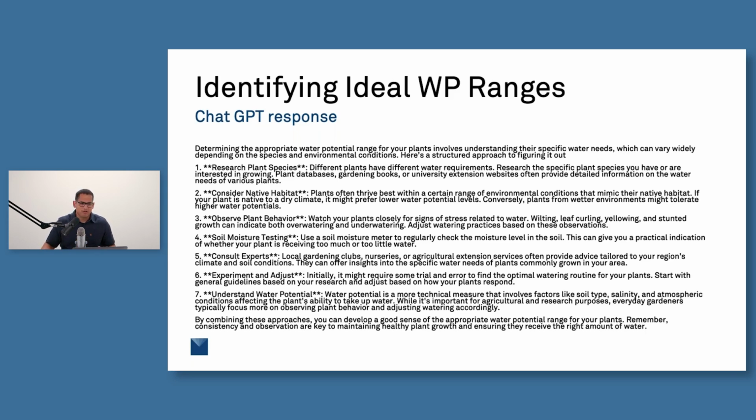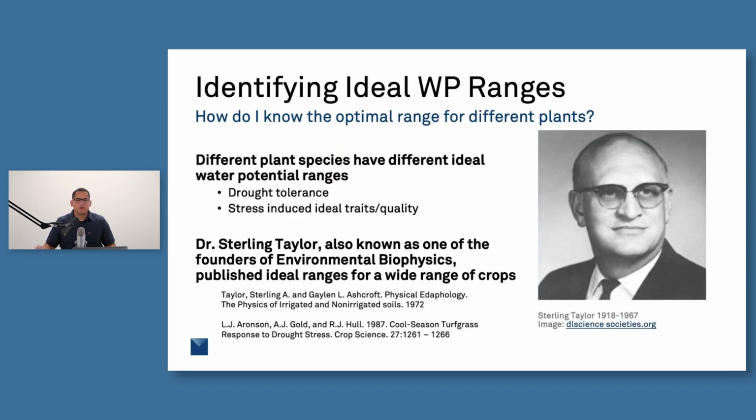And so if we go beyond ChatGPT, but actually look back at what the experts have done, of course, we know different plant species have different ideal water potential ranges. We have plants that have higher drought tolerance, and we have some plants that actually prefer to be stressed at certain periods of growth to induce ideal traits or quality in those plants, for example, wine grapes, and there are other plant species that like this as well.